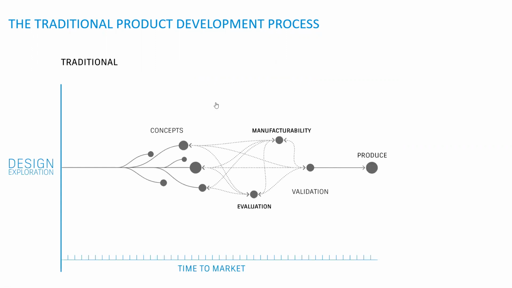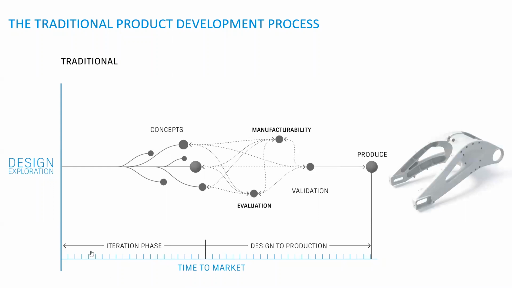So first thing is, what is the traditional product development process? Design exploration. We need to come up with the concepts. Then from concepts, we can go to the evaluation as well as manufacturing. Then with the data of manufacturing and evaluation, we can do the validation part, and then we can produce our component. This is the traditional product development. We need to think about the concepts, then start doing the design part. In terms of manufacturability, we have to think, then we have to evaluate our design, validate our design, and only then can we produce the product, right?